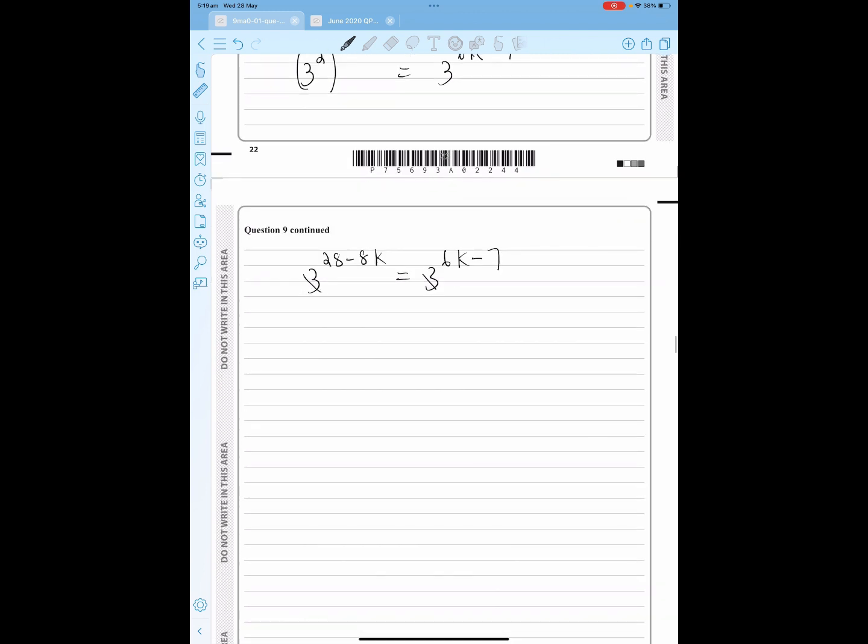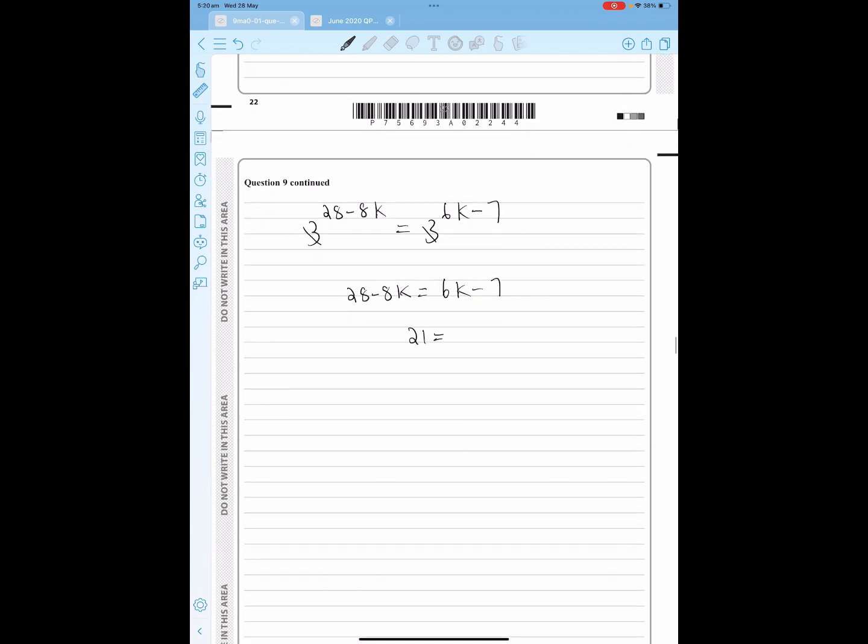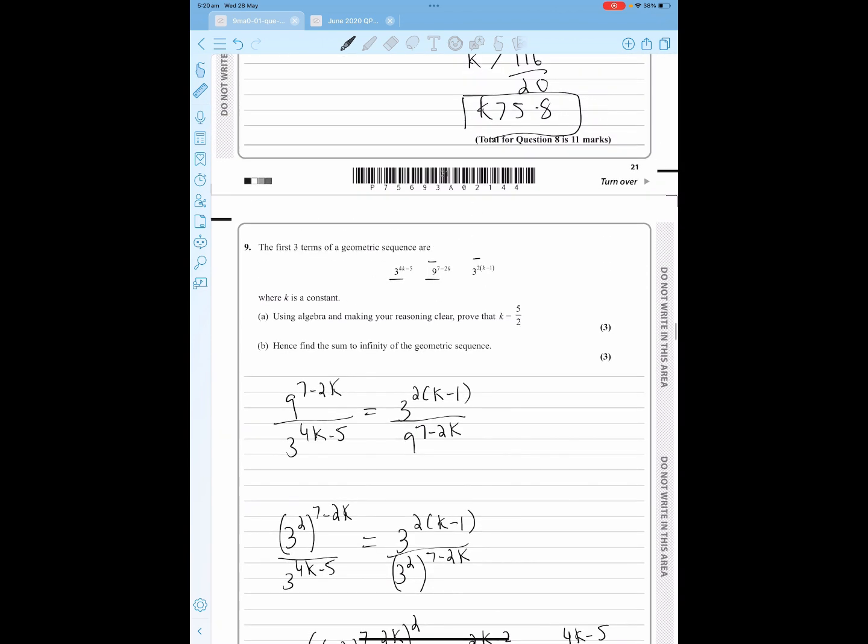These bases are the same, they'd cancel out. 28 minus 8k is equal to 6k minus 7. 35 is equal to 14k. k is 35 over 14, and simplifying that is 5 over 2. And that's your final answer for part A.